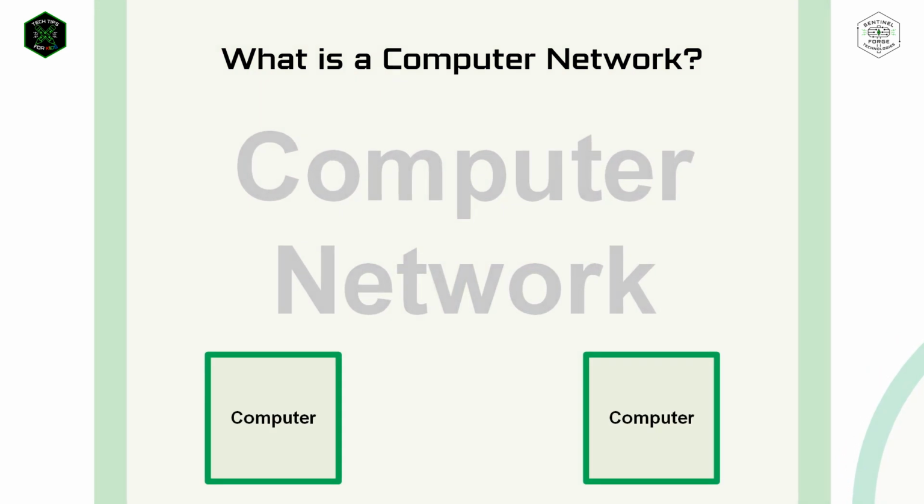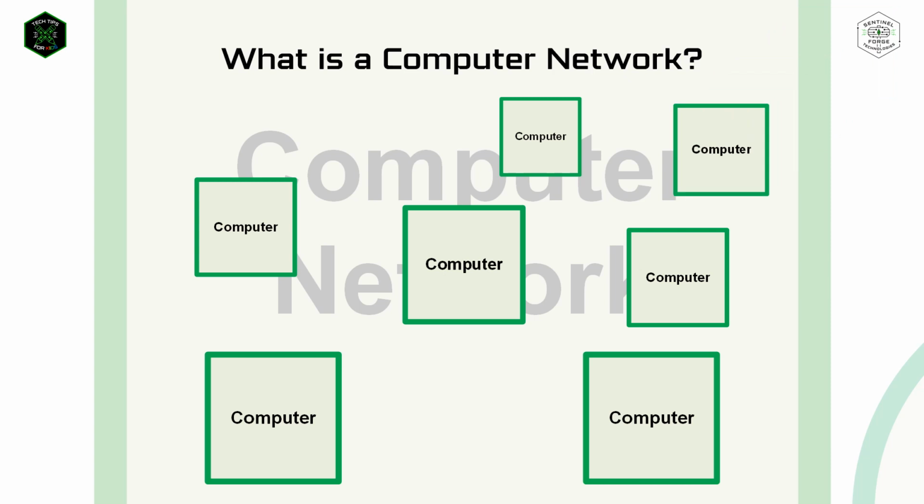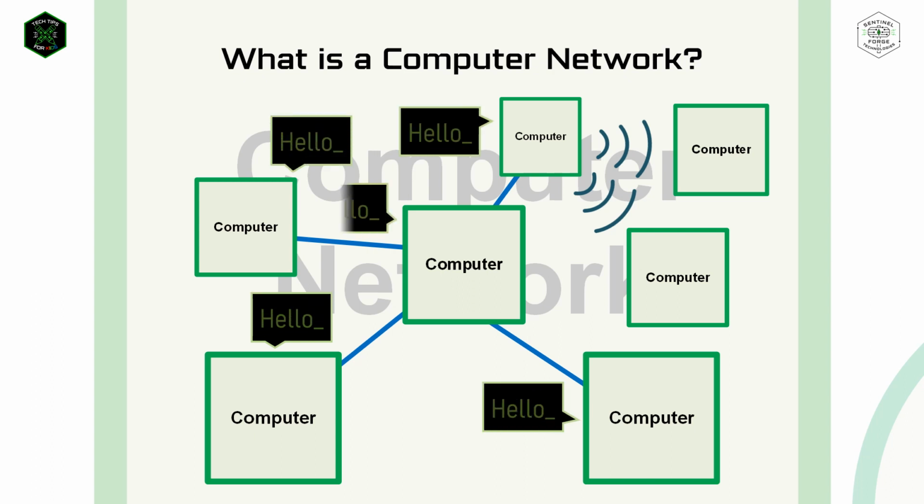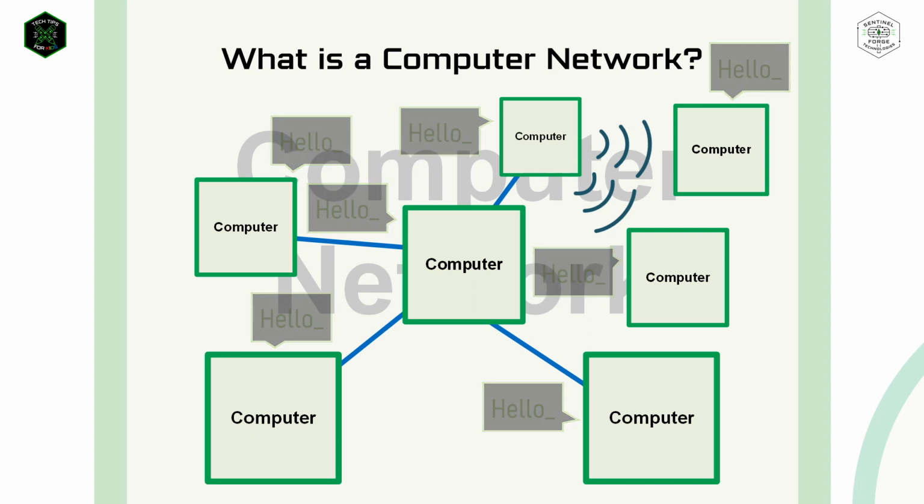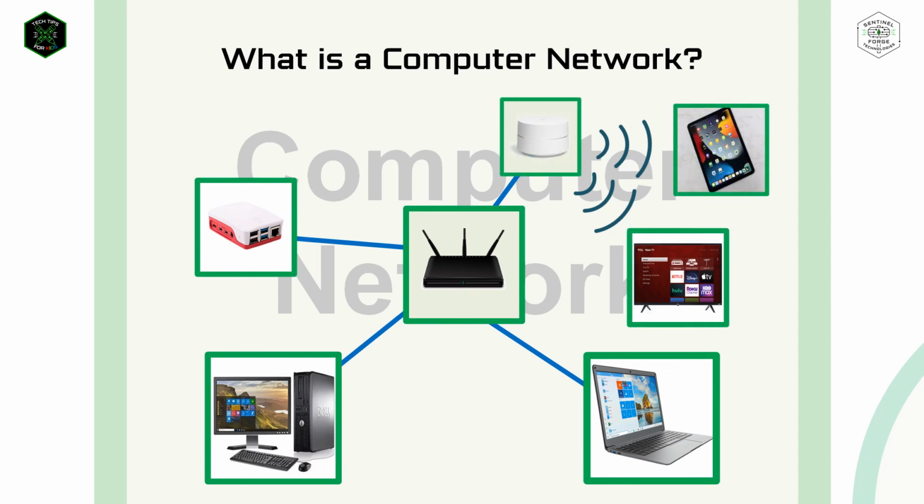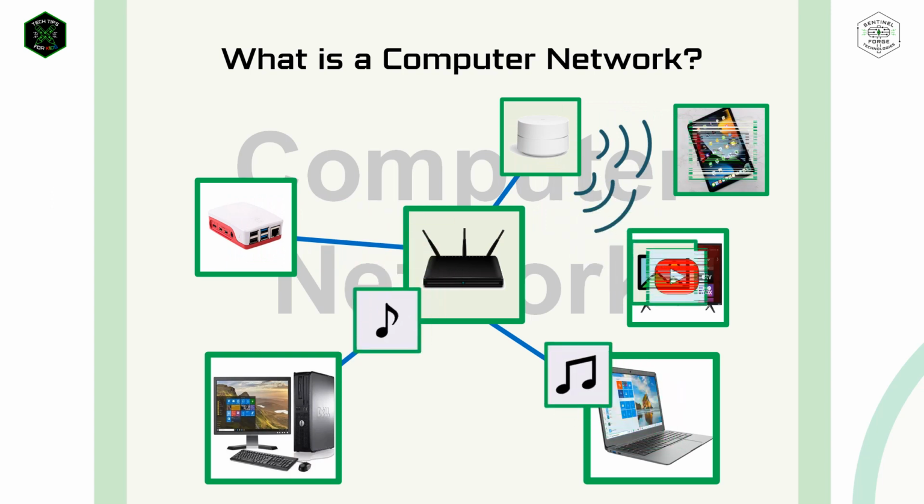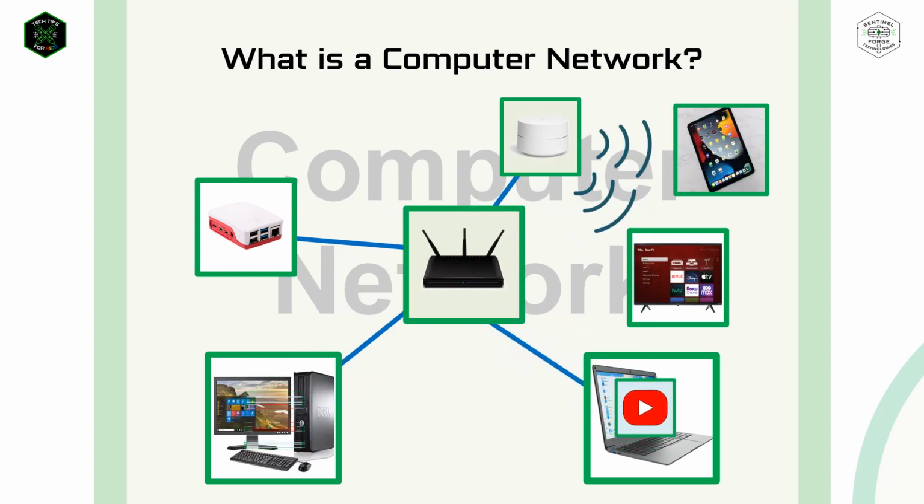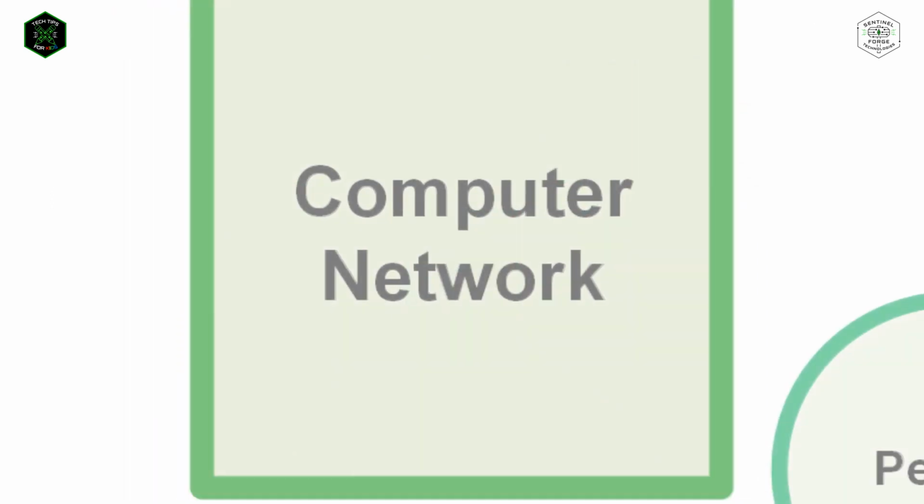Here is my answer. A computer network is a group of computers that are linked or connected together that have the ability to speak to and understand each other. A computer that is connected to a computer network will gain the ability to share things like pictures, music, and videos with the other computers and devices on that computer network.